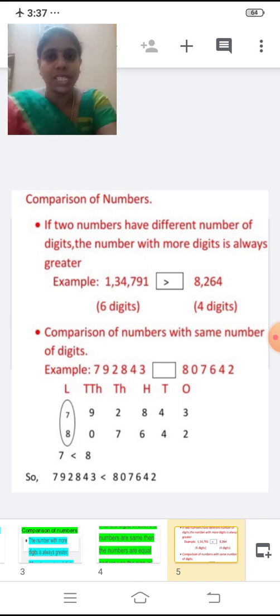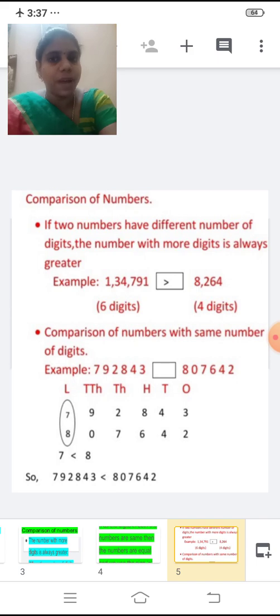Second example, comparison of numbers with same number of digits. We'll see how many digits are there here. In the first number and the second number we have the same number of digits. Then how will you compare? We'll see that now. Example is 7,92,843 and 8,07,642. How will you compare the numbers? In both the numbers, the number of digits are same, right? So we have to start to compare from the leftmost part.